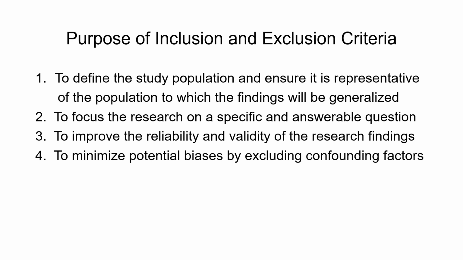The purposes of inclusion and exclusion criteria are the following: to define the study population and ensure its representativeness and homogeneity, to focus the research question, thereby improving its feasibility, lowering its cost, and minimizing ethical concerns, to improve reliability and optimize the external and internal validity of the findings, and reduce confounding and increase the likelihood of finding a true association between exposure and outcome.